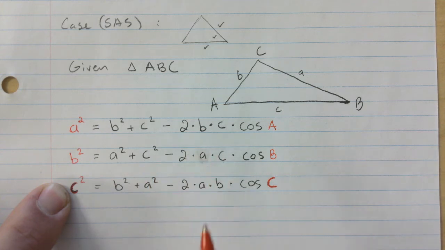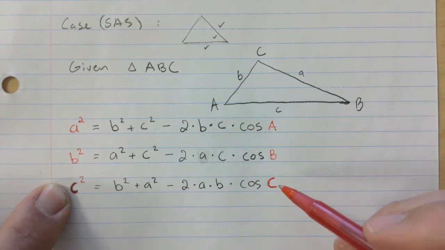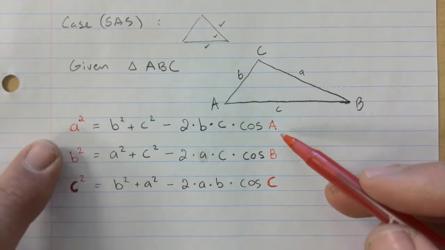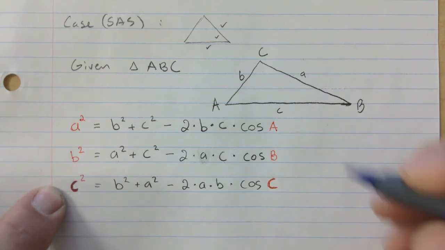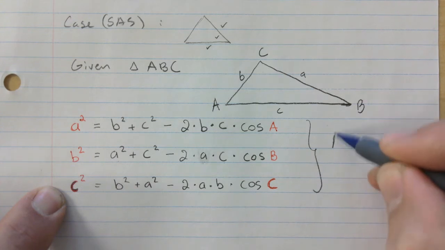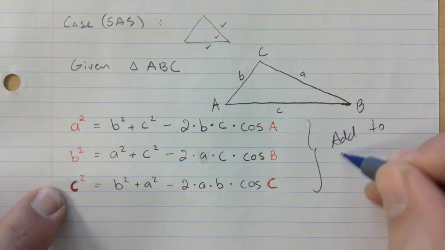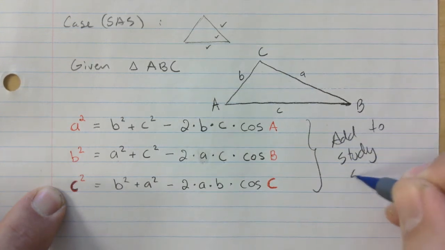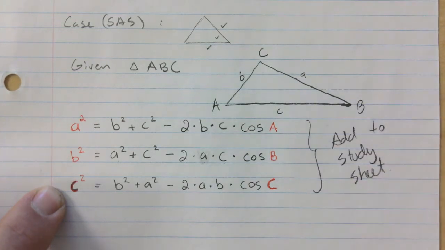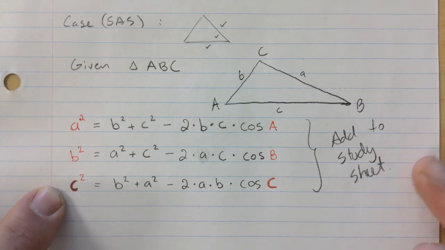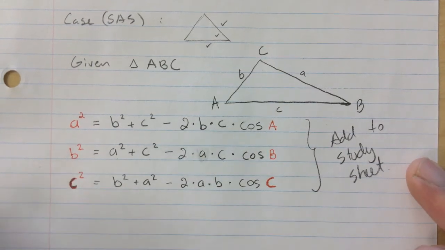And the order doesn't matter. Okay, you can flip the a and the c and you'll know that. I will do that later on. Okay, the order doesn't matter. And so these are the three variations of the cosine law. Okay. Add to study sheet, right? Make sure you have maybe the triangle and at least one variation of it. Okay, you don't need to have them all.